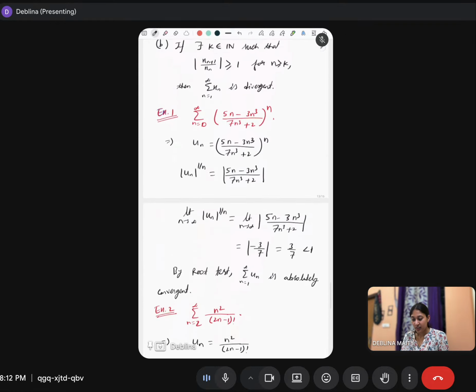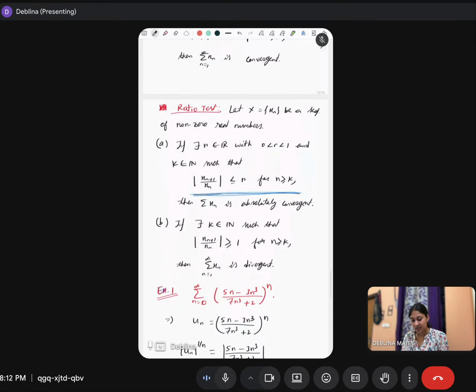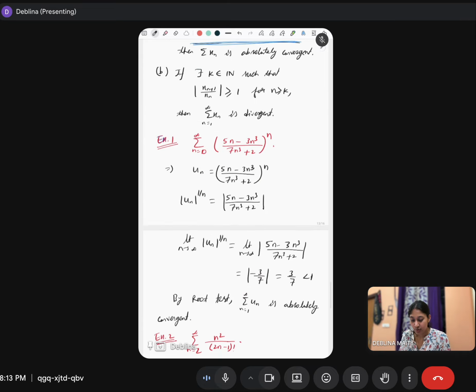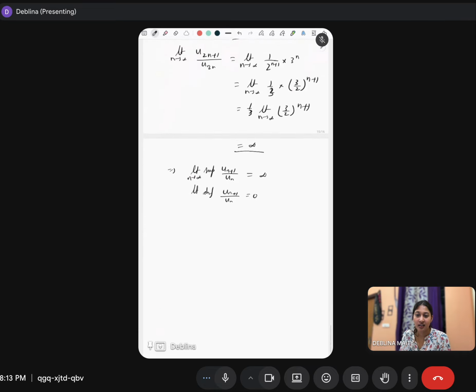So by the ratio test, we have to find that this is less than some number r which lies between 0 and 1. But what we are getting is that the supremum value is infinity and the infimum value is 0. We cannot say about all the terms, right? So this ratio test here gives nothing.